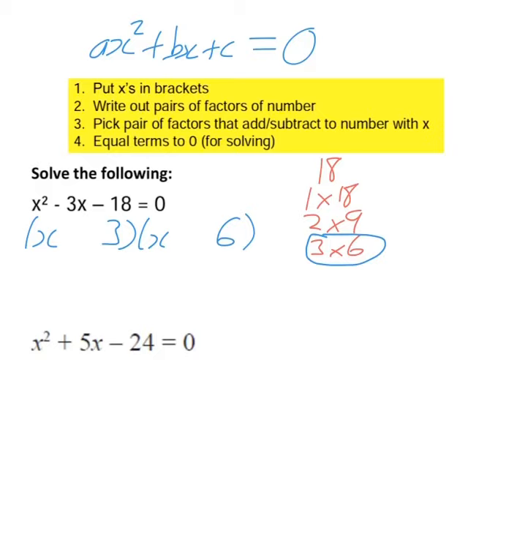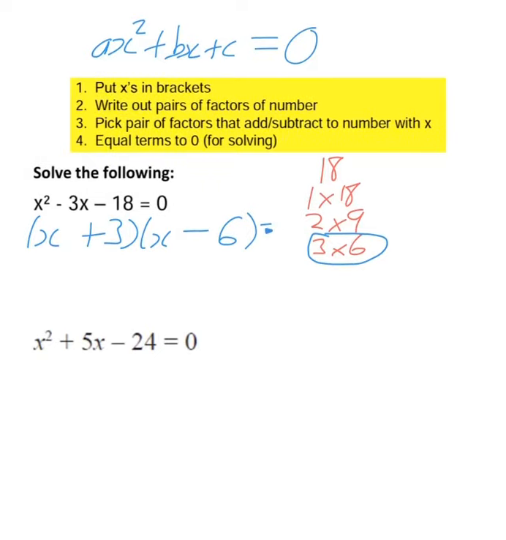Now, I need to get minus 3x, so the signs here are essential. It would be minus 6 plus 3, because minus 6 plus 3 would get us minus 3. Also, if I expanded this, plus 3 times minus 6 would get minus 18. Now, that's the factorizing done. But if we need to solve, and it's equal to 0, then we equal the terms to 0. So the x plus 3 in the brackets, just do x plus 3 equal to 0. Bring the 3 across, it'll go to minus, so x equals minus 3.